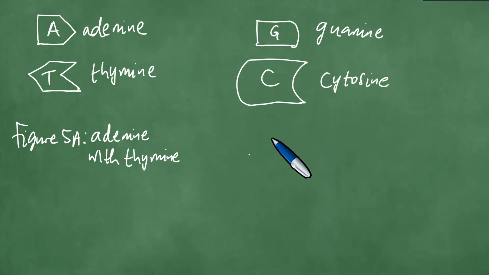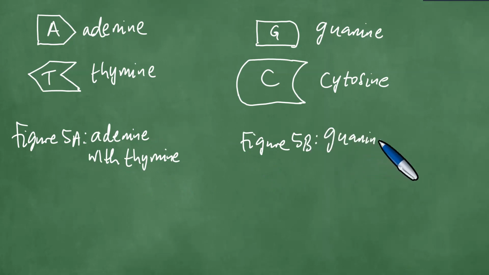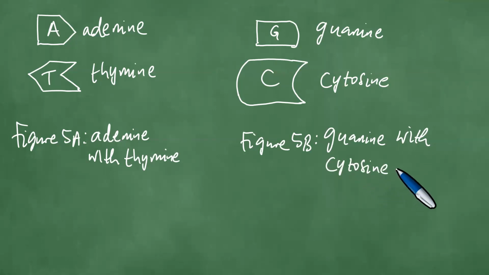Okay, what about these ones? In figure 5b, you have guanine with cytosine.